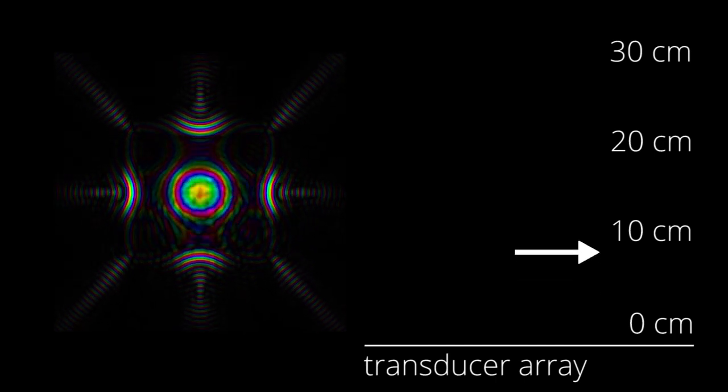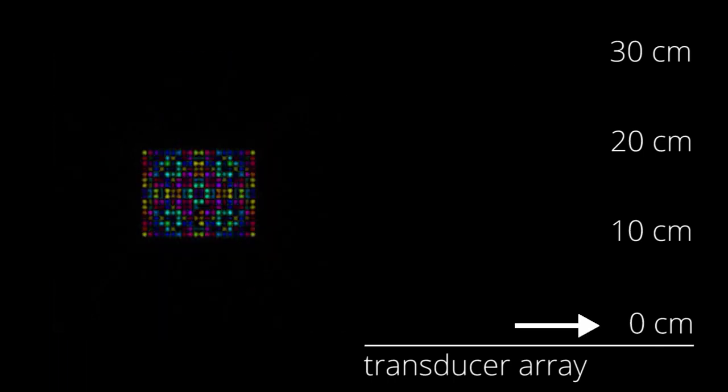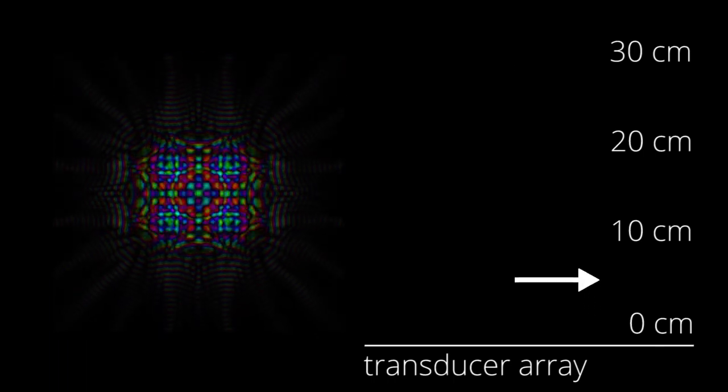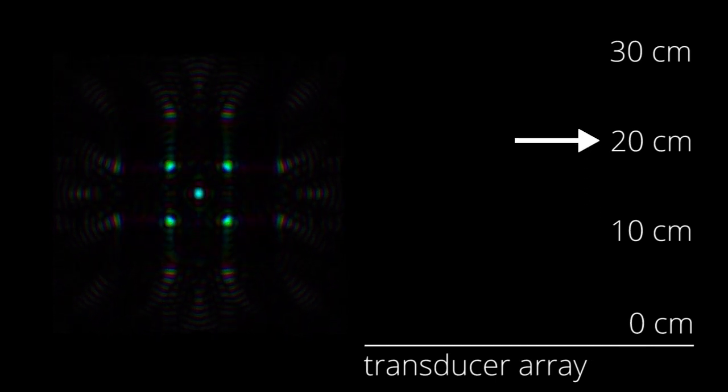Color represents phase, and brightness represents intensity. At a height of 20 centimeters, a focal point is formed. Above, the ultrasound defocuses once more. Similarly, this simulation shows 5 discrete focal points being formed at the same time.